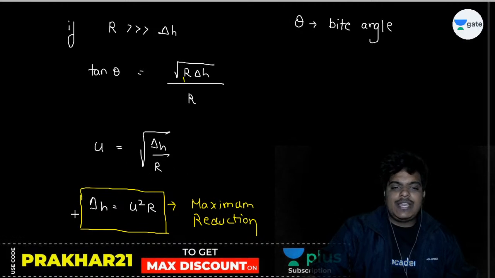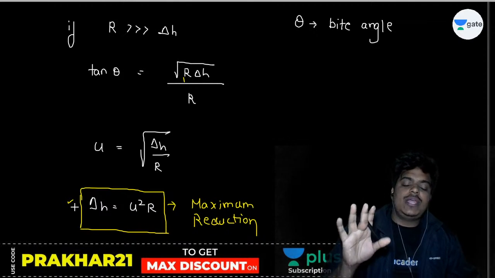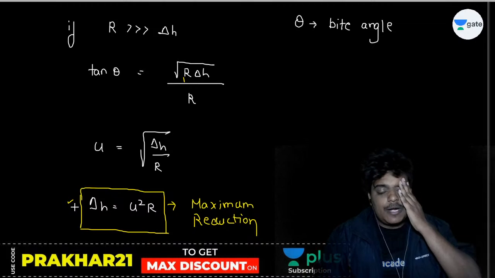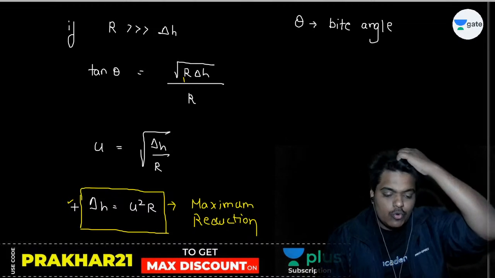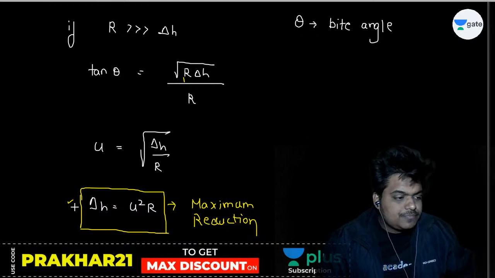Squaring both the sides and rearranging, you would get the value of the draft. This is the maximum reduction in one pass. Is it clear to all of you? This is the maximum reduction in one pass. Please note it down.